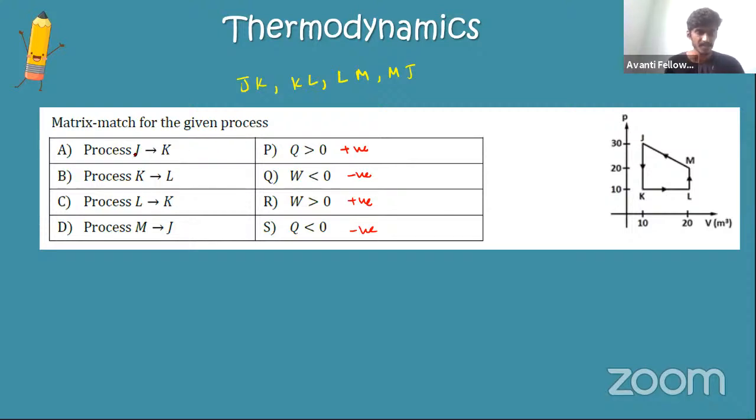So process J to K, this is a process. Can you tell me, guys, what is happening here in this process? What is the work done for this process, students? What is the work done for JK? Yeah, very good. Exactly. Awesome. There is no change in volume. Simple. That's a very good understanding.